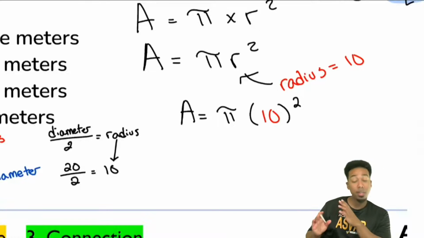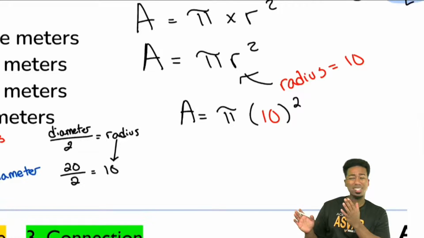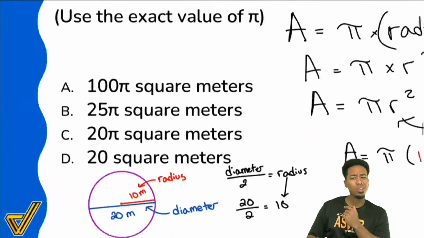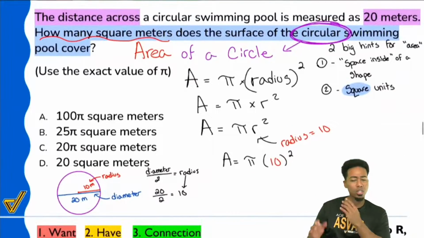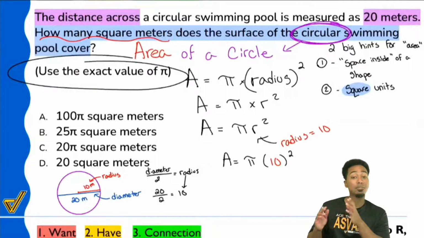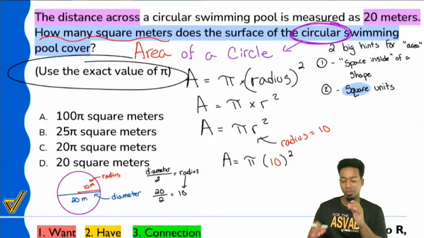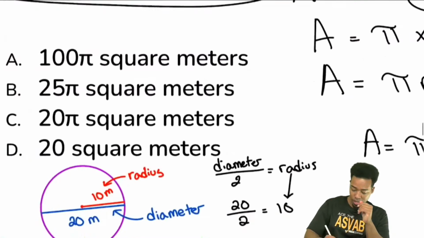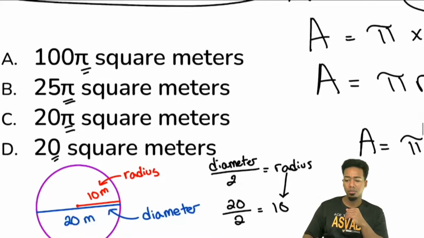And so the next question really quick is this. Do I need to use 3.14 or keep pi as pi, everybody? Right, keep pi as pi. Just keep it as pi because you see right here, use the exact value of pi, which is just the symbol. Exact value means just use the symbol. And you can tell in the answer choices that we're still just using the symbol. So hopefully that's not confusing.